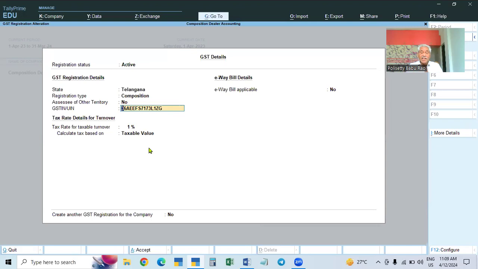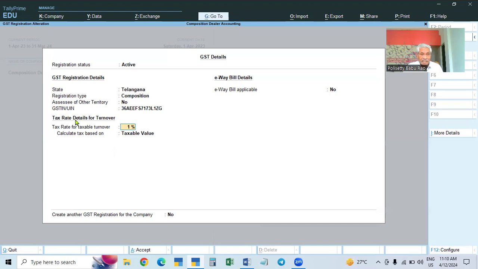So here, in the case of a composition dealer, there is no monthly filing of returns. Only quarterly we have to file. We have to file a statement called CMP08 every quarter, and we have to pay the tax at the rate of 1% for traders and manufacturers, restaurants 5%, service providers 6%. So that is why here there is no periodicity.